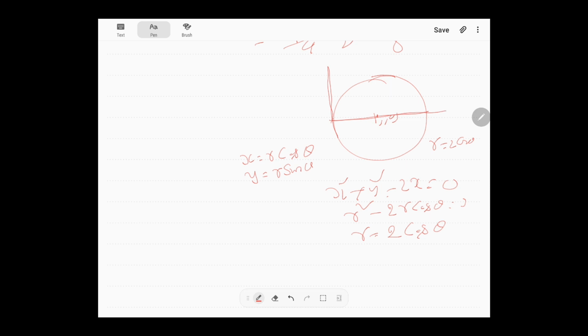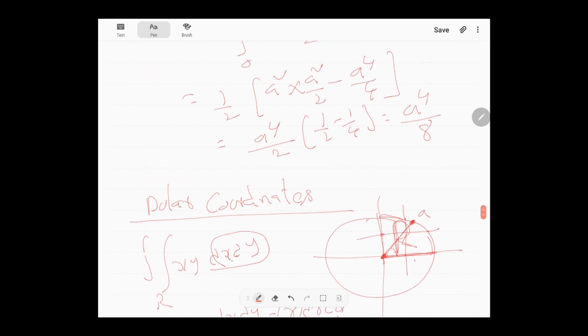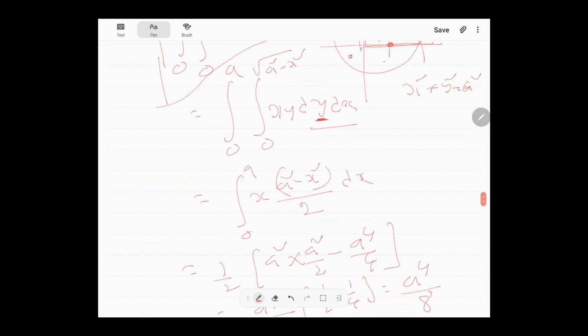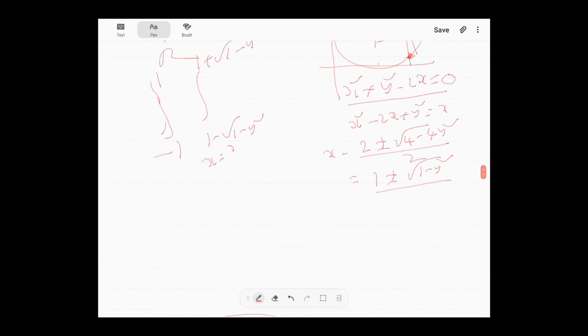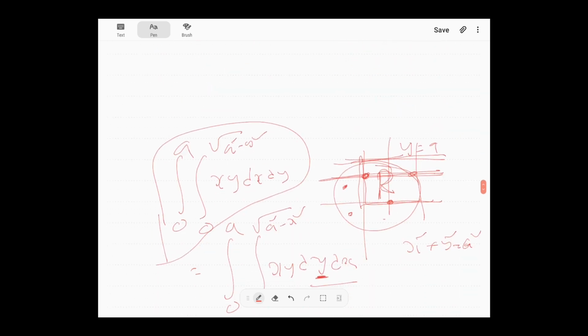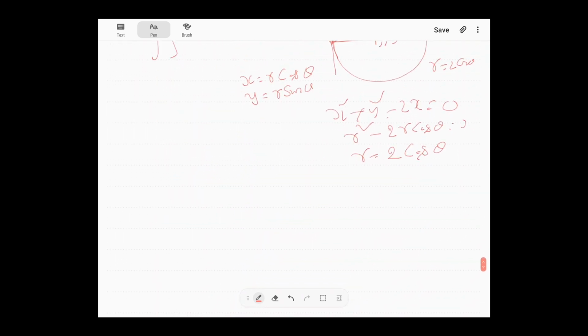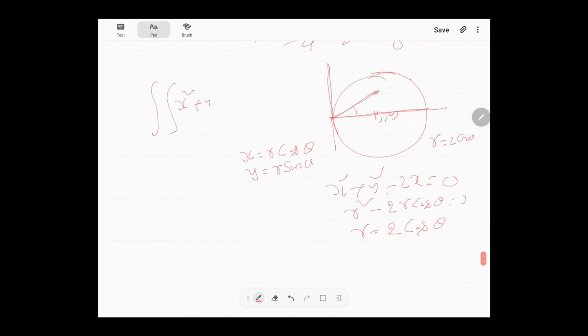So this is the initial line. If I take any point here and join these two, this is the angle theta and this length is r. Okay. Now I want to evaluate a double integral. What is that integrand I have given to you for this problem? x square plus y square dx dy. So double integral x square plus y square dx dy. This is what I need to evaluate over this region.